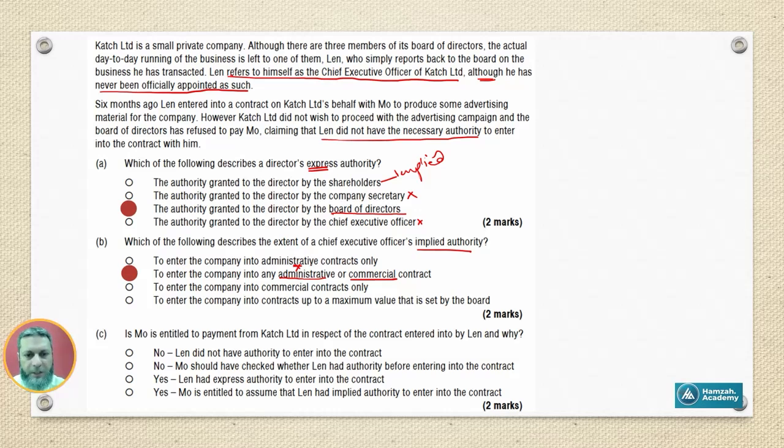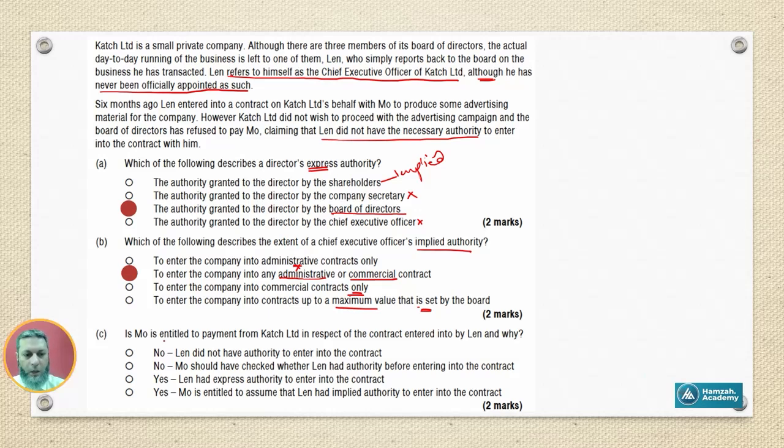But to enter the company into administrative contracts only, that is for the secretary. To enter the company into commercial contracts only, no, not only, he can enter into both. And to enter the company into contracts up to a maximum value that is set by the board, well, that is not implied authority. When it is set, it will become express authority. They will have limited authority.